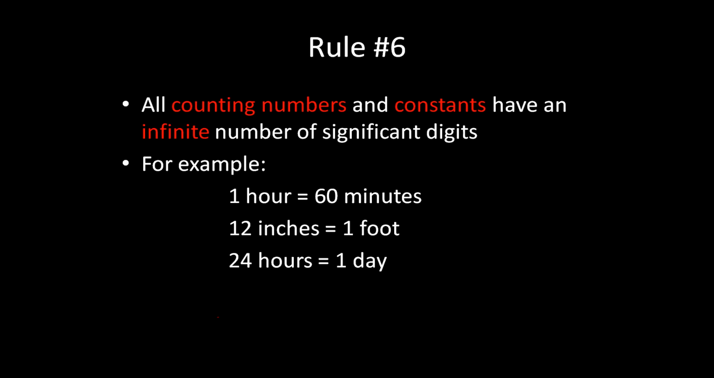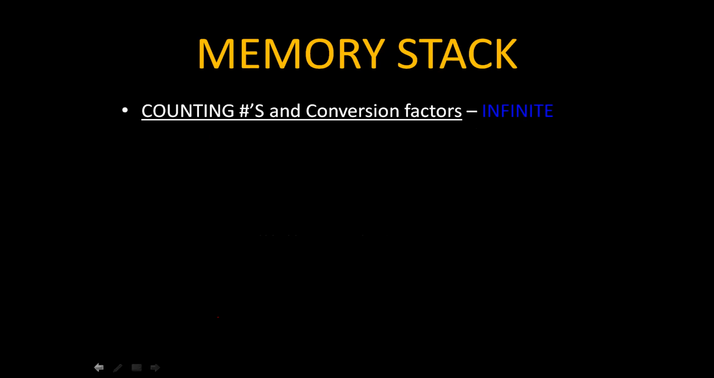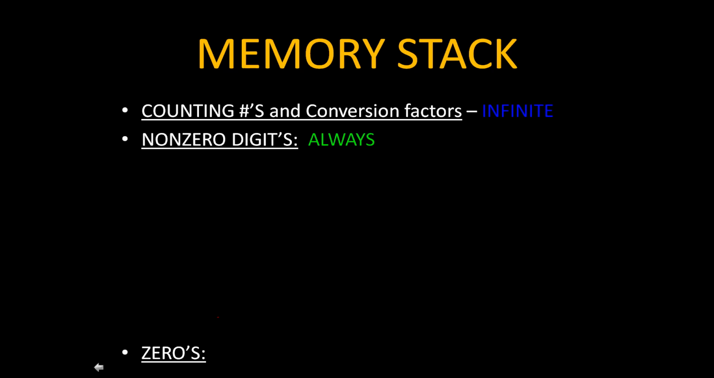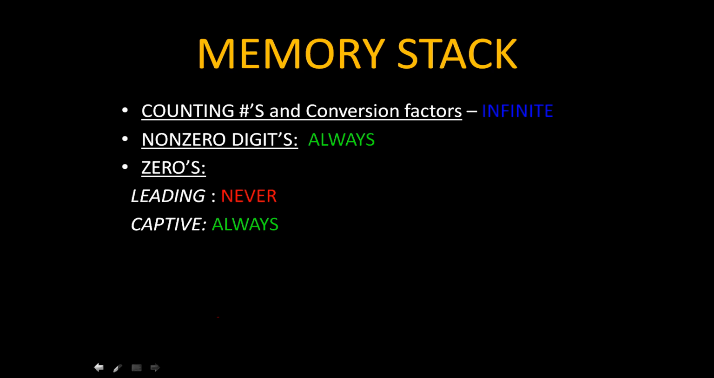So all the 6 rules are very clear to all of you, I think. Let's feed this information into your memory stack quickly. For that, I'm just going to conclude and give you a small package of what you've studied so far, and you can feed only this information into your memory stack. That is, first one is counting numbers and conversion factors are having infinite number of significant figures. Non-zero digits, always significant. Zeros, if it is leading zeros, they are never significant. If they are captive zeros, they are always significant. And if they are trailing zeros, sometimes they are significant.